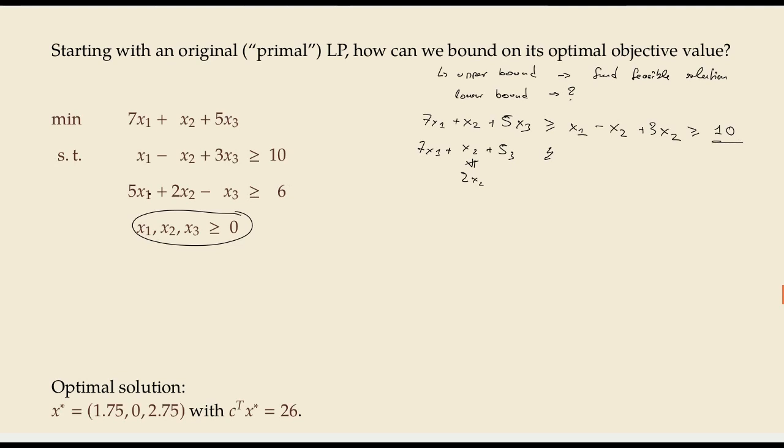Well, in this specific example, you notice that you can add up the two constraints. And what you then get is 6x1 plus x2 plus 2x3.